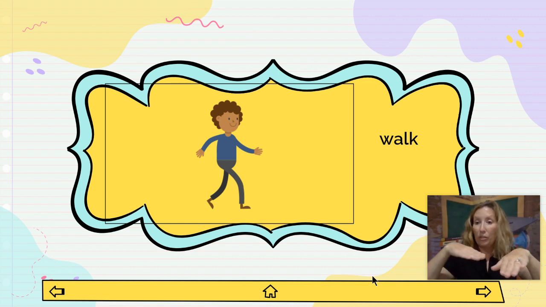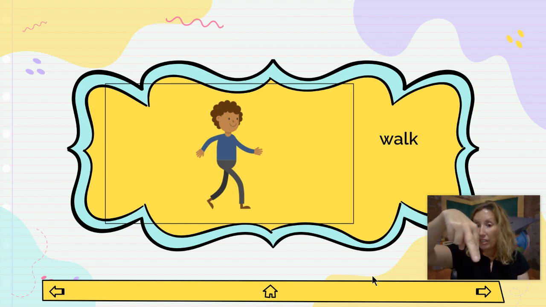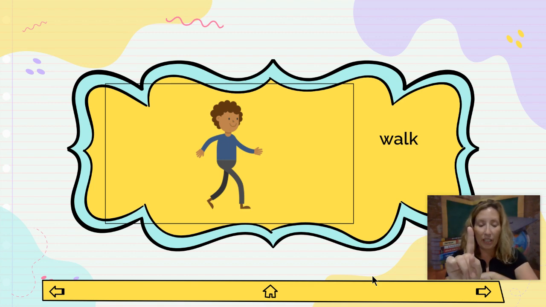Walk. So you can do several variations. Walk. So this is your flat feet. Walk. You can also do the standard walk. And then you can also do walk. The index finger is considered a classifier. And so this is your one person. So walk.